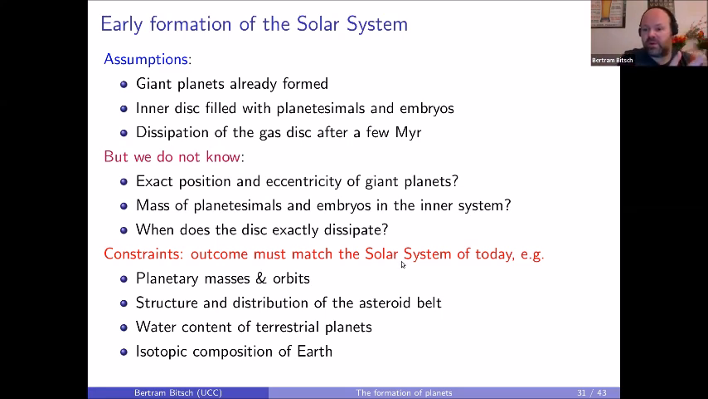So if we do a simulation, we want to model the solar system, of course, these simulations need to match the planetary masses and orbits, right? If we want to understand the formation of the solar system, we of course have to reproduce the solar system. Additionally, another constraint is the structure and distribution of the asteroid belt, how it is, what is their composition. And we have to match the water content of the terrestrial planets, right? We want an Earth that is water rich, that has enough water. And even more complicated, we have to match the isotopic composition of the Earth. But I will not go into this. So let's just focus on masses and water, something much, much easier to understand.